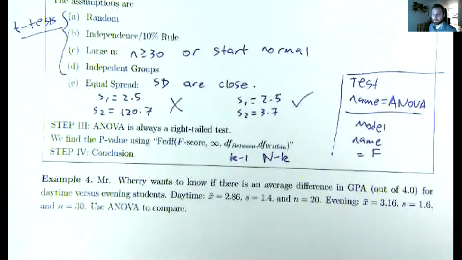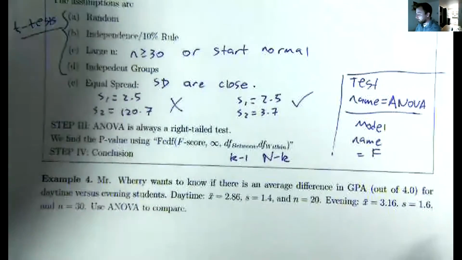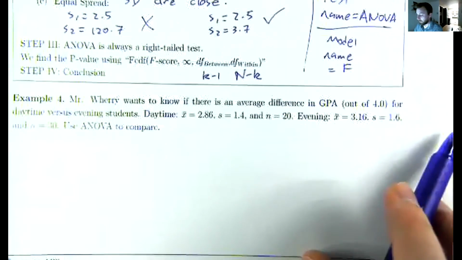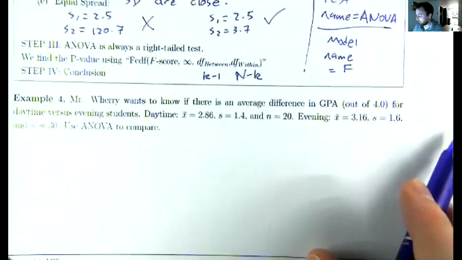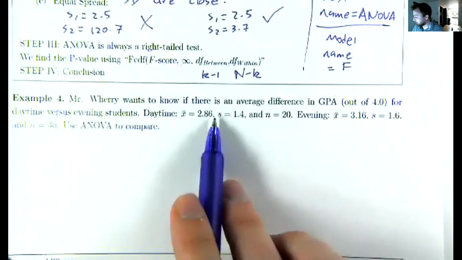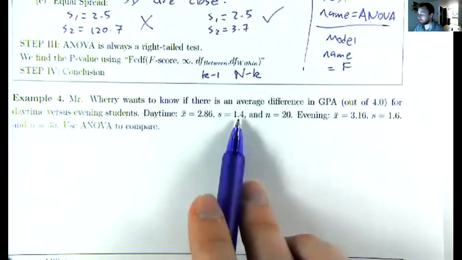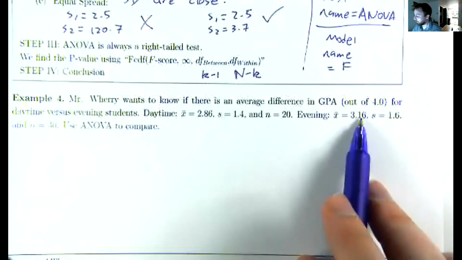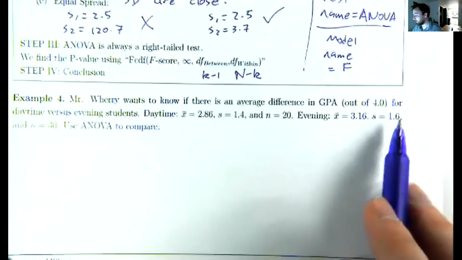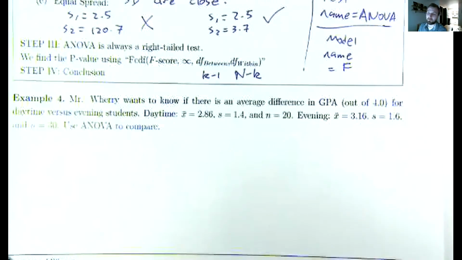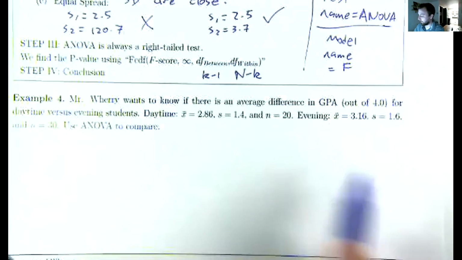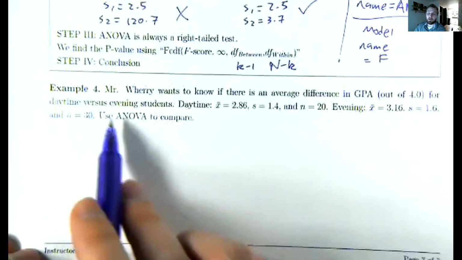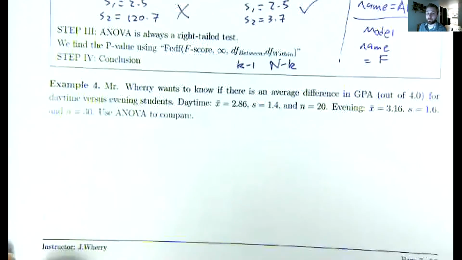I would like to do an example of this with some smaller samples, just to see what these steps look like in their entirety. Suppose I want to compare the GPA out of 4.0 for daytime versus evening students. Daytime has a GPA average of 2.86, standard deviation of 1.4, and I sample 20 students. Evening is 3.16, standard deviation of 1.6, and I'm looking at 30 samples. 1.4 and 1.6 are pretty close, so I'll call that good enough. Use ANOVA, so use this test to compare the groups.